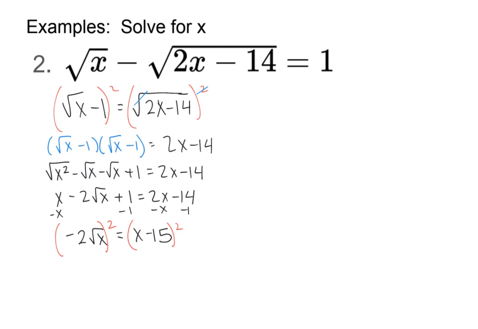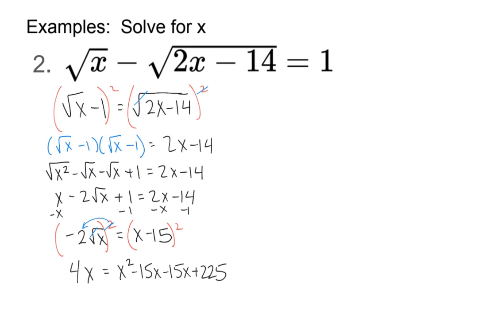Because square will cancel the square root, but it doesn't go away when I'm talking about that guy. I have to square everything in those parentheses. So negative 2 squared would be a positive 4, and when I square the root of x, I get regular x. So you have to square all those parts. Then over here, I'm going to have to FOIL this. So this will be x squared minus 15x minus 15x plus 225.